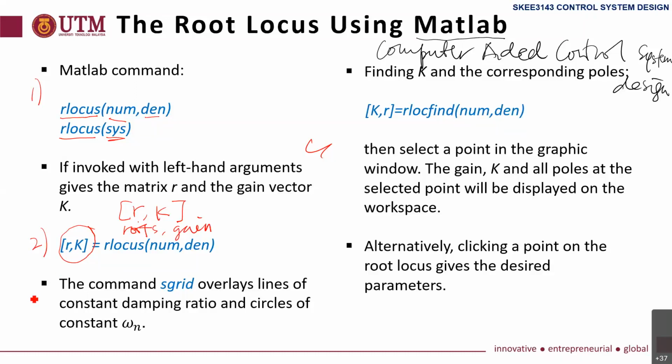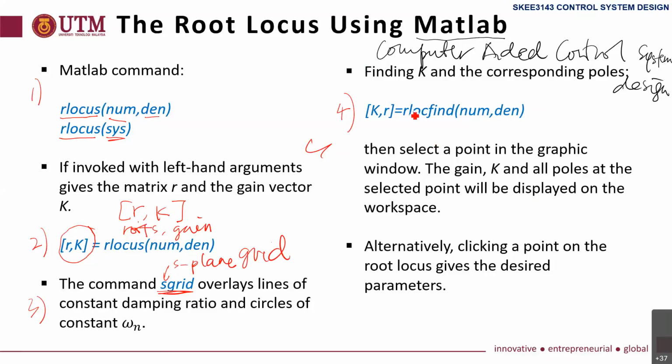Another command which is important is grid, sgrid. Grid, if we use grid only, is normally for the X, Y axis. Sgrid is normally used for the S-plane. So sgrid is normally used for, like, the zeta line that I draw. I use sgrid, and we have to give the value where we want to plot the zeta line. That is number three.